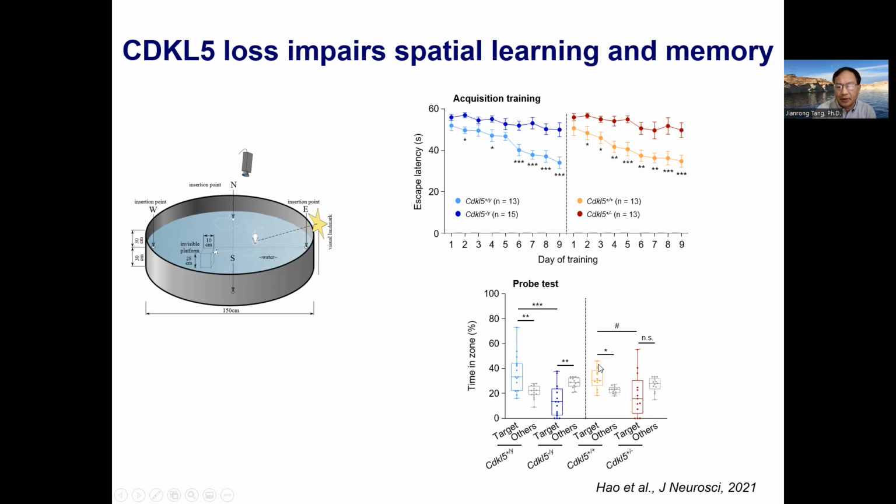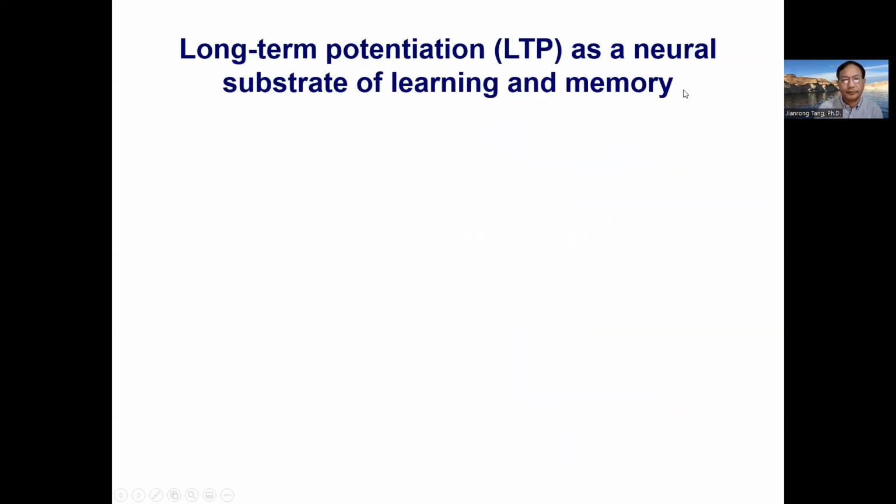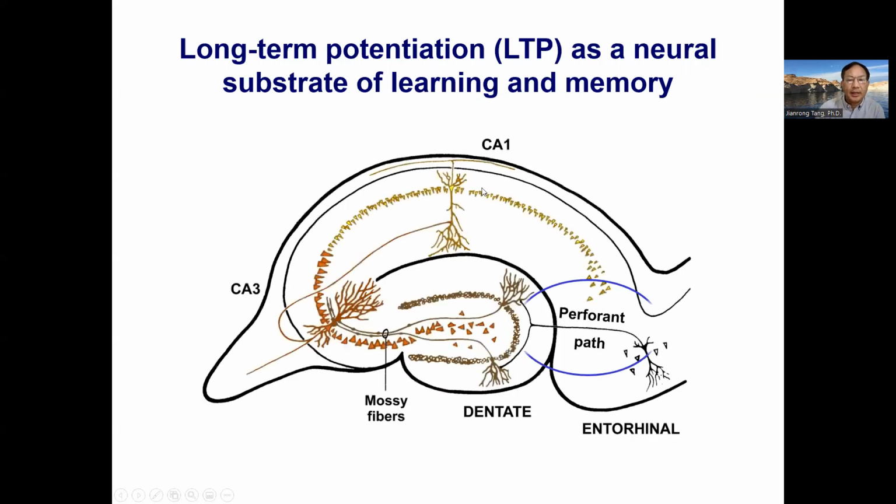Female mice show a similar situation. Wild-type prefers the target quadrant, but not the mutant mice. There is the impairment. So this data shows that CDKL5 loss impairs the spatial learning and memory. We know hippocampal synaptic plasticity is a neural substrate of learning and memory. So we checked the LTP in the perforant path to the dentate gyrus pathway in this mouse model.